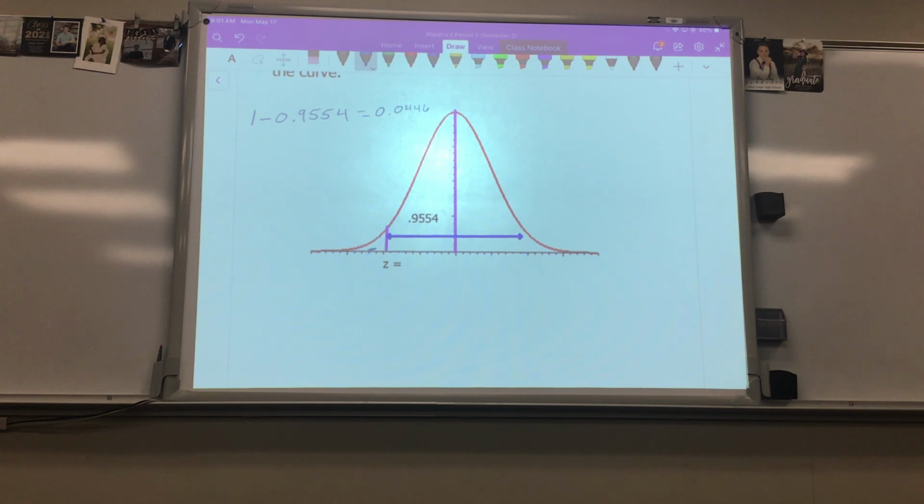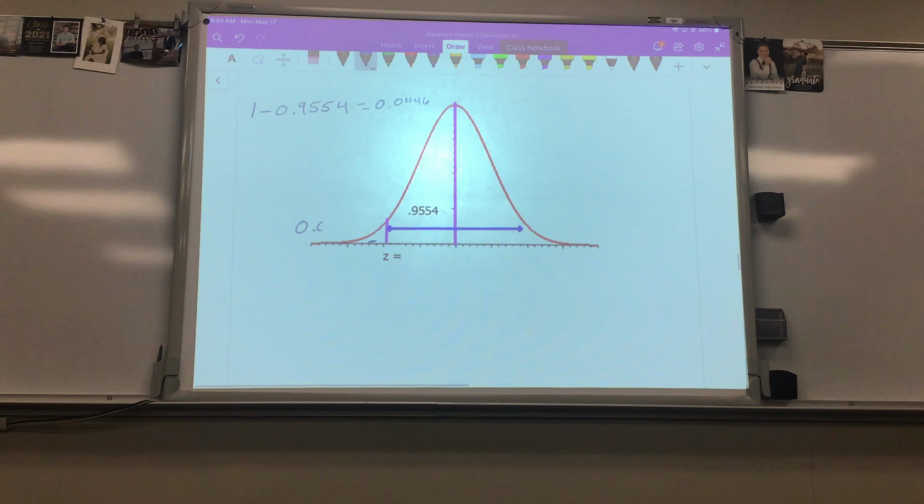Someone double check me there, is that right? What did you ask for? 1 minus 0.9554. Negative 1.7. No, just the 1 minus that. I'm not looking for the z-score yet. You're right. Okay? So the area now, that's that area, right? So we're looking for that 0.0446.